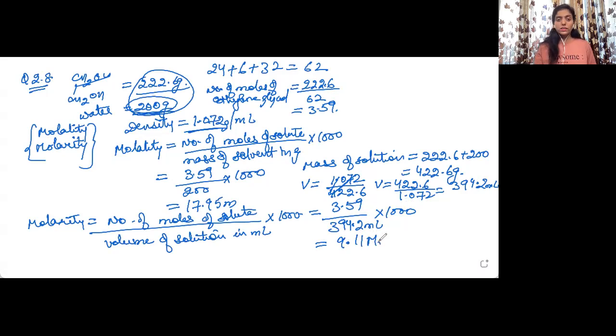Hope you are getting clear about the concepts. So this is the simple way. Just write the formula first, see what you have been given, see what you need to get from the information given, and put the values, you will get the answer. That's simple. So let's now move into the next question, question number 2.9. So we are solving the questions of the chapter Solutions.